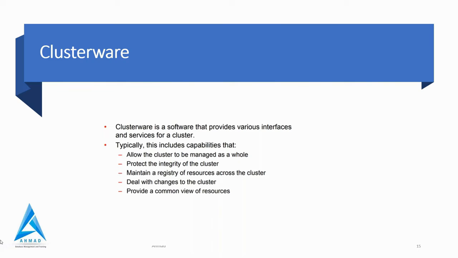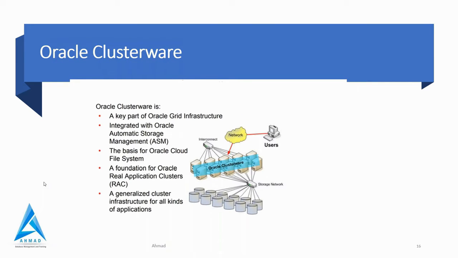So, deal with changes to the cluster. It means you can add a node, you can remove a node. If suppose any node fails, then it will be kicked out. So this is provided by the clusterware software, which also provides a common view of resources such as network addresses and files in a file system. So these are the things which clusterware provides. Any questions?